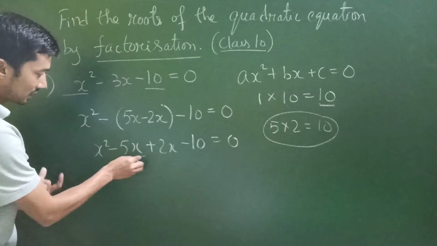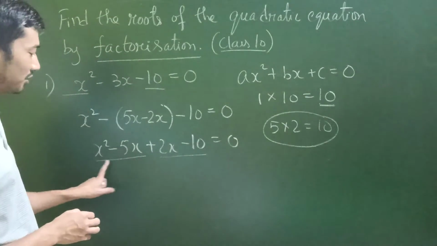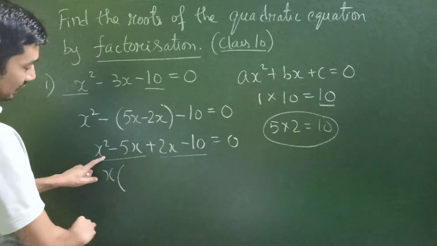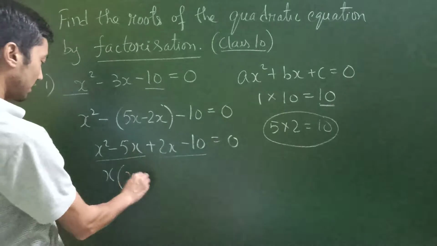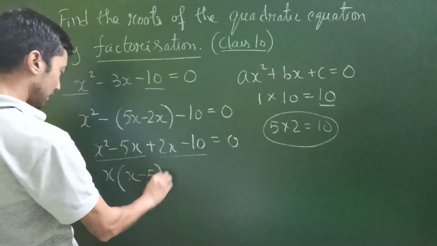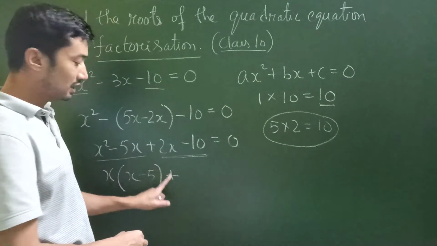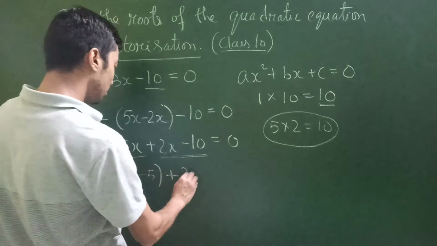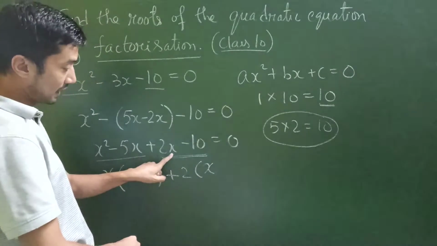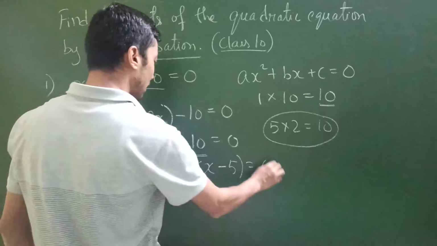Now I will take these two terms separately and see if there's anything common in the first 2 terms. Yes, there is x. By taking x common, 1x is out, so what is left is x minus 5. Now from the next 2 terms, whatever sign it is, you should write. Here I can take 2 common. So 2 is out, x is left, minus 10. 2 fives are 10. That's how it can be done.